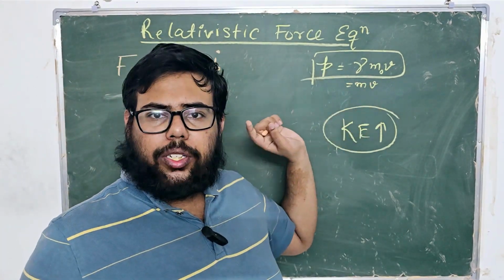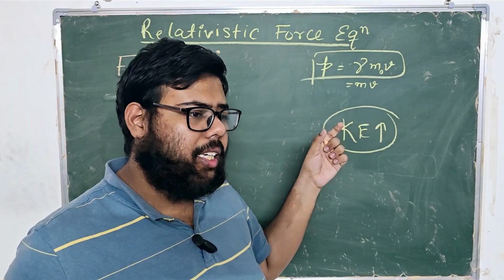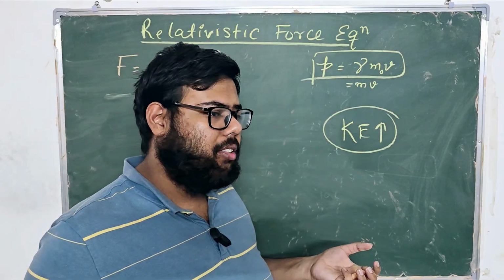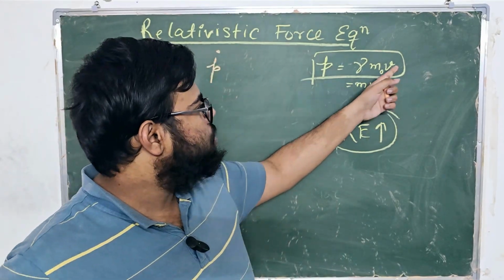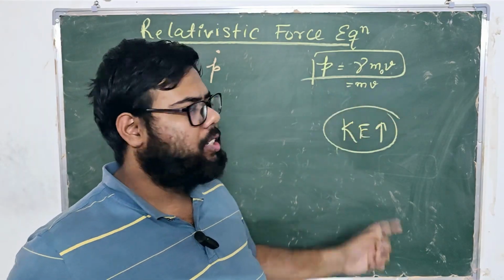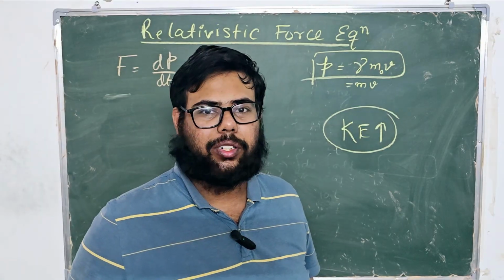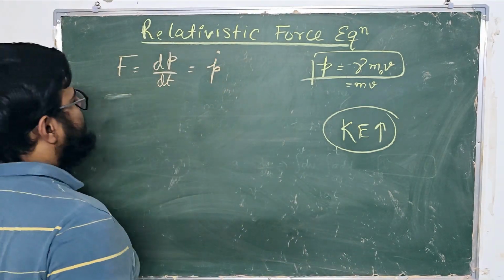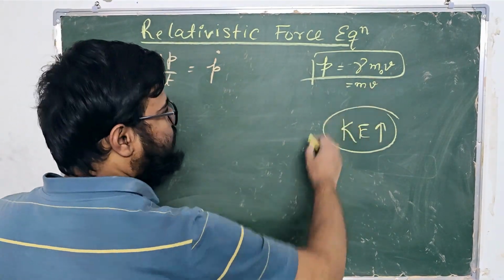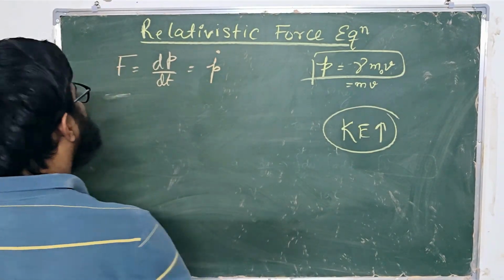Both will give you the same result, but if you talk about physical correctness over here, then I would go with this, okay, instead of mv, because relativistic mass is just a concept, not actual reality of universe. It is just a mathematical tool to help us in our calculations. So F is equal to dp by dt.